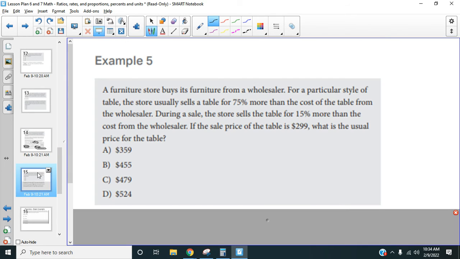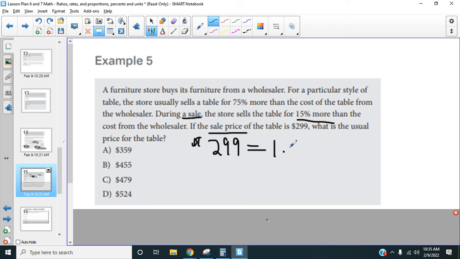Here's the next one. Example 5. Let's see. What's one way to do this one? This takes me back to some of the exponential word problems we did when we described growth and decay. Now, this is not really exponential, but this is what it takes me back to. Here's how I did it. $299 is the sale price. If it's on sale, it's 15% more than cost, right? So here's the way I wrote it out.